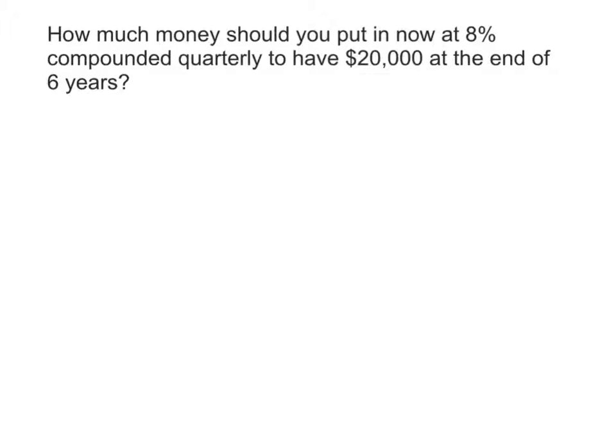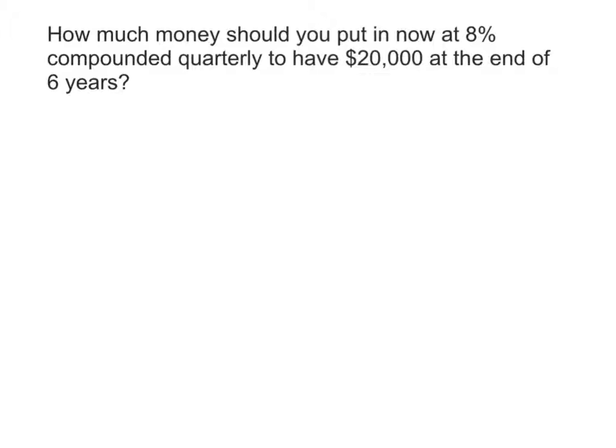This relatively short video is designed to answer the question written above, trying to determine how much money you should put in now if you had an expected return of 8% compounded quarterly in order to have $20,000 in your account at the end of 6 years.